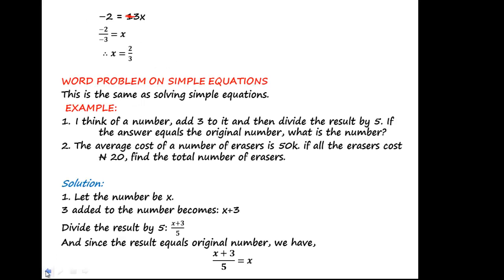Let the number that you are talking about, the number of erasers, be y. Are you getting it? So let me go back so that you get what I'm talking about. Now the number of erasers, let it be y. Are you getting it now? The average cost of a number of erasers is 50 kobo, and if the erasers cost 20 naira, find the total number of erasers. Now let's move forward. This is what we are talking about. Number 2.